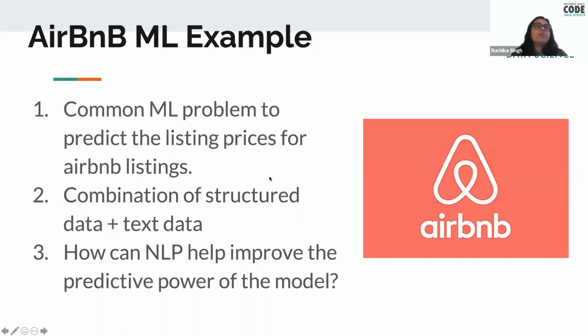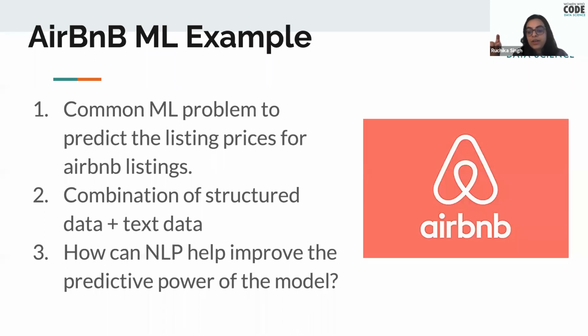So I think we talked about it, one of the common ML examples is combining structured and unstructured data. One of the projects that is very common on Kaggle, if you want to give it a try, is building a machine learning model to predict the listing prices for Airbnb. And there are data sets without the text data and there are data sets with the text data. So how NLP can help improve the predictive power of the model is the NLP question you're trying to solve.